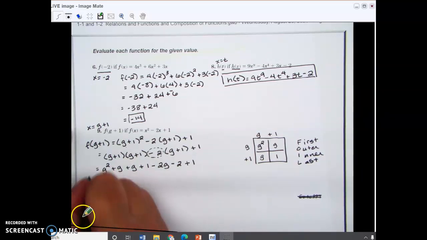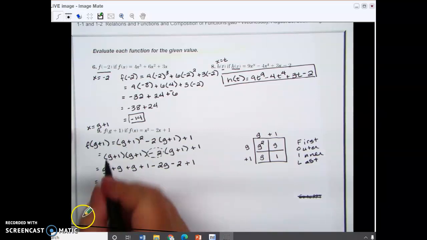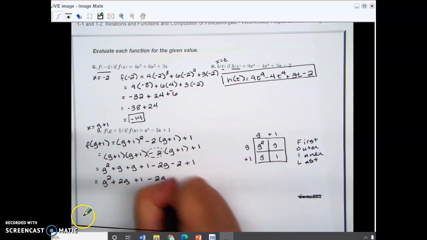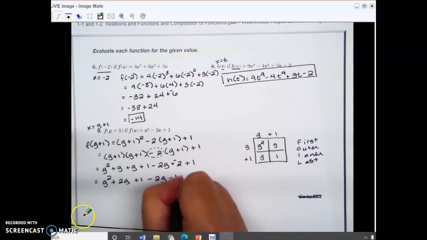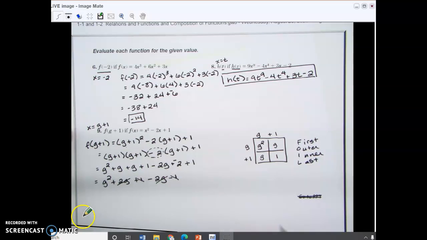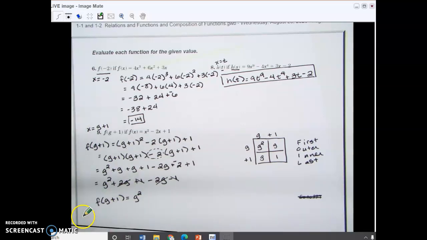So then looking to simplify, I have a g squared. I've got 2 g's here. And then I've got this negative 2g, and if I want to, I could call this plus a negative, and negative 2 plus 1 is negative 1, right? So now I have a positive 2g and a negative 2g, so they cancel. And I have a positive 1 and a negative 1, so they cancel. And so we can say that f of g plus 1 is just going to be g squared. And so that would be the simplified version of f of g plus 1.